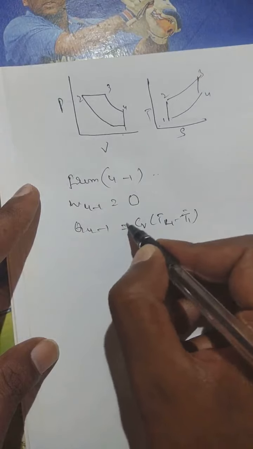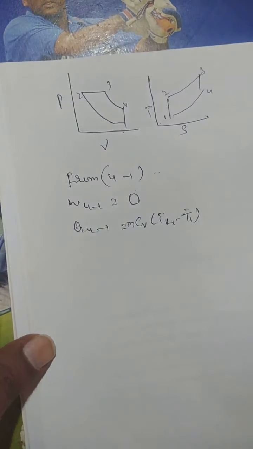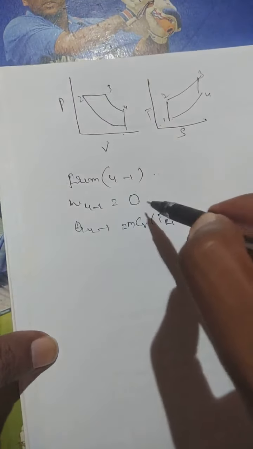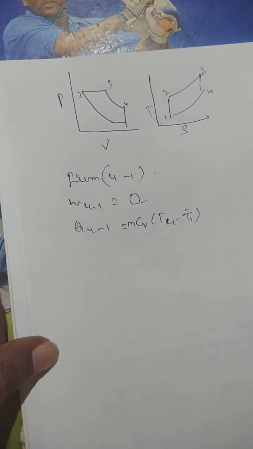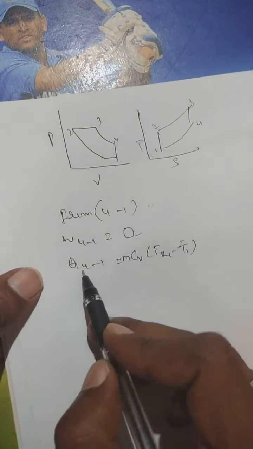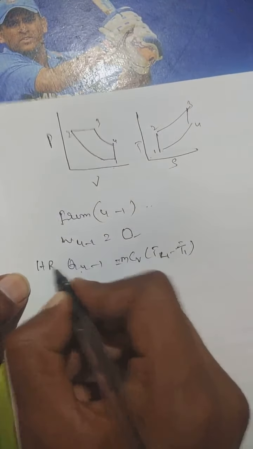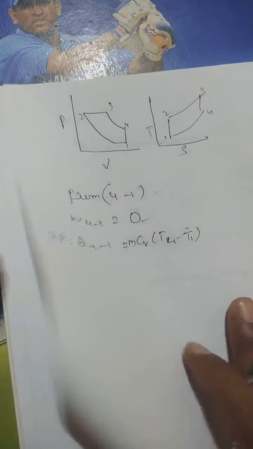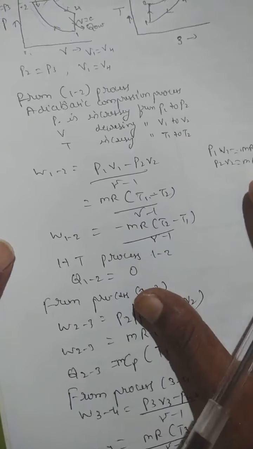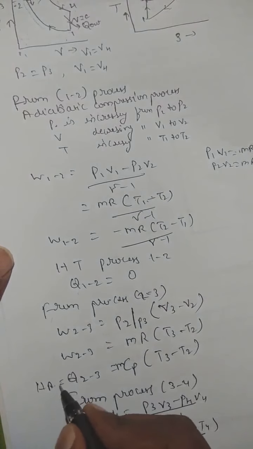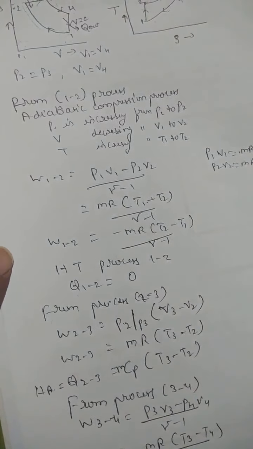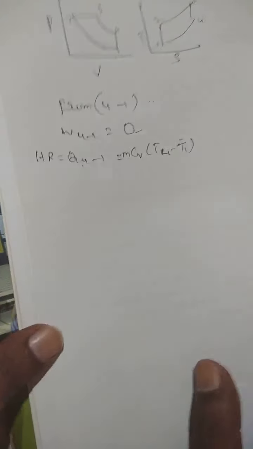You can put M here, that is the mass. So during an adiabatic process, heat transfer is 0, and during a constant volume process, work done is 0. Remember these two points. This is a heat rejection. In the previous, constant pressure process, what we found is heat added. This is heat added, and this is the heat rejection process. Now we can find the net work done.